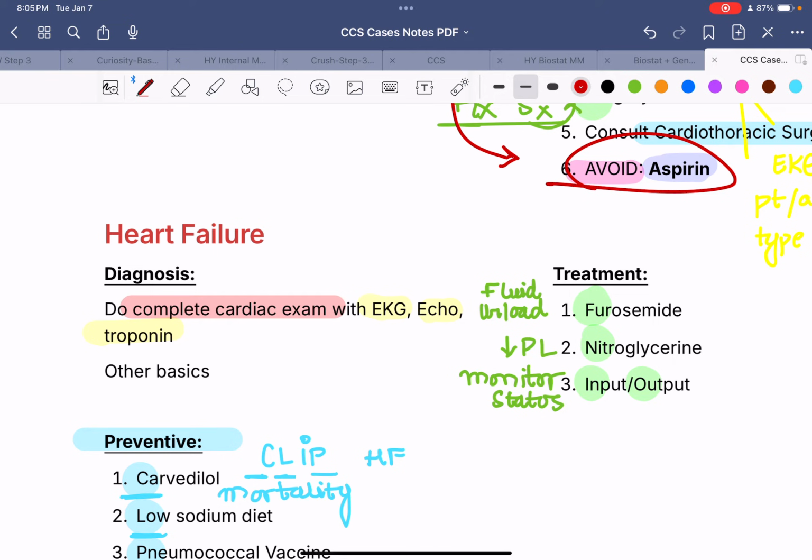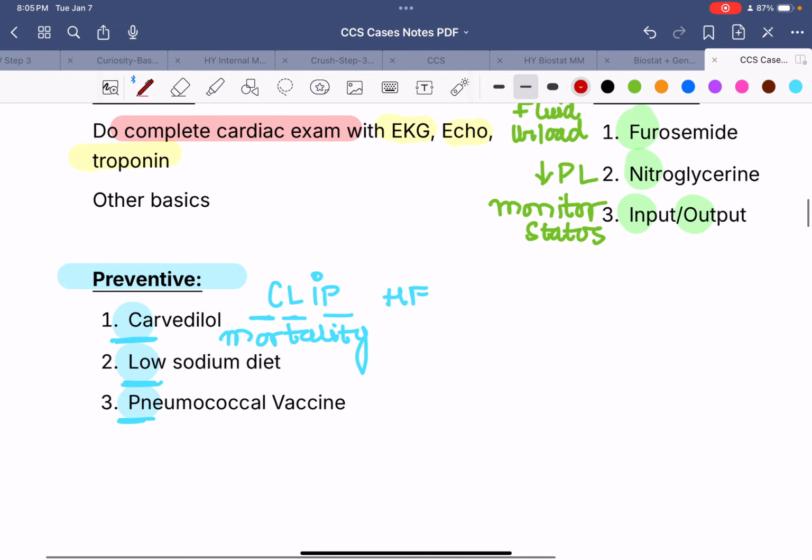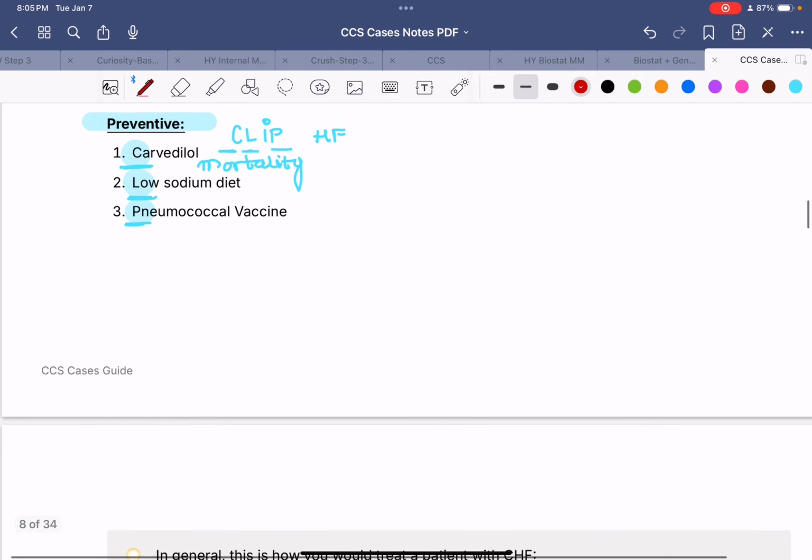And third thing, you have to monitor the fluid status. You don't want him to become too dehydrated or overhydrated, in fluid overload, or with too little fluid as well. So that's why you have to do input output monitoring for heart failure. And regarding prevention, of course, you don't want him to go again into a state of fluid overload, therefore sodium diet restriction, and the drugs that have mortality benefit in cases of heart failure, which include ACE inhibitors or carvedilol, can be given, and pneumococcal vaccine for the prevention of pneumonia.